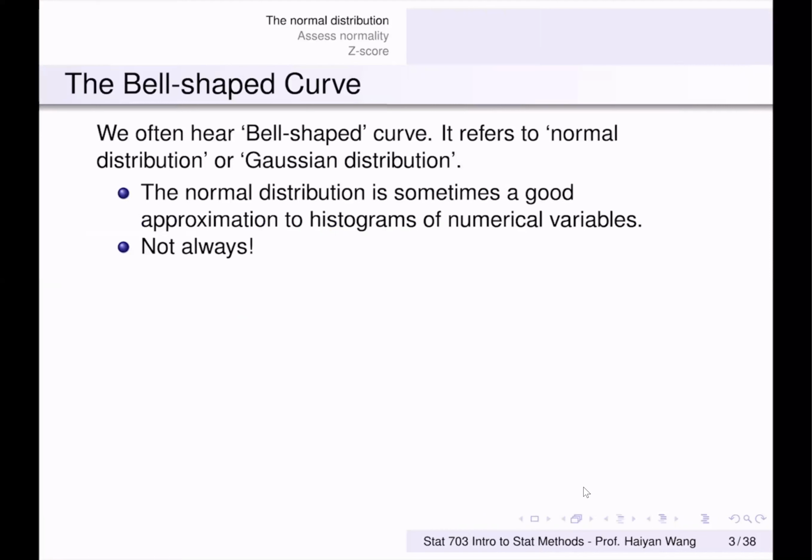The normal distribution is what people often call the bell-shaped curve. That actually is referring to the normal distribution. But not all of the bell-shaped curves are normally distributed. In fact, the normal distribution is specifically referring to a PDF given by a particular function. You will see it soon. Sometimes the normal distribution is also referred to as Gaussian distribution. So both normal and Gaussian distribution are referring to the same distribution.